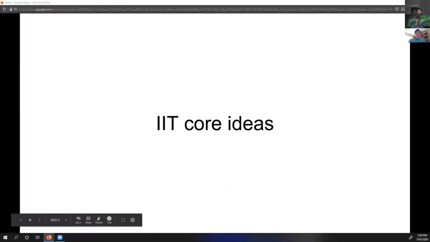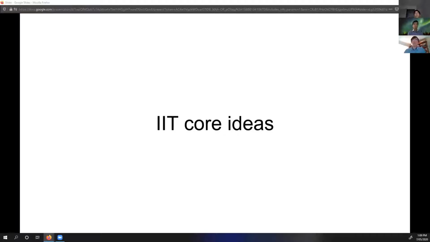All right, so I'm just going to go through briefly the core ideas behind IIT before we get into the detail of the actual calculations. And hopefully you can see how these core ideas give rise to the calculations later on in the actual main slides.